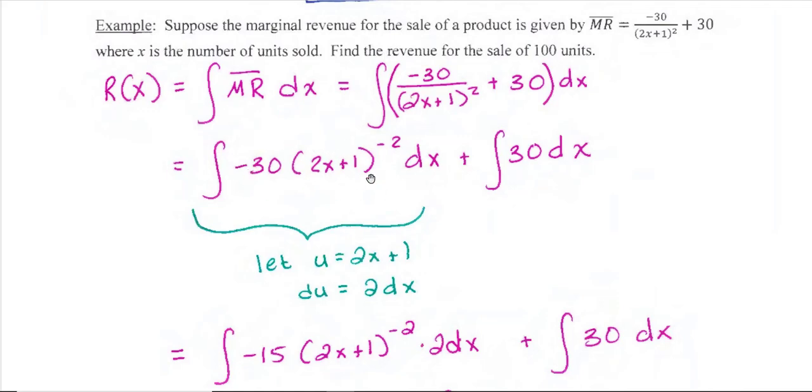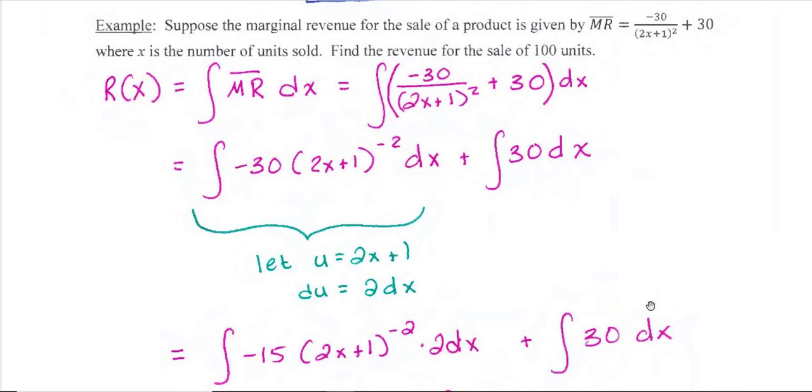This one's a little bit more. I'm going to have to use my u substitution. So I'll let u be what's being raised to a power, 2x plus 1. Then my du is going to be 2 dx. Well, what is negative 30? Negative 30 is negative 15 times 2, so I just separated them. So now I have negative 15, this is u to the negative 2, times this is du.